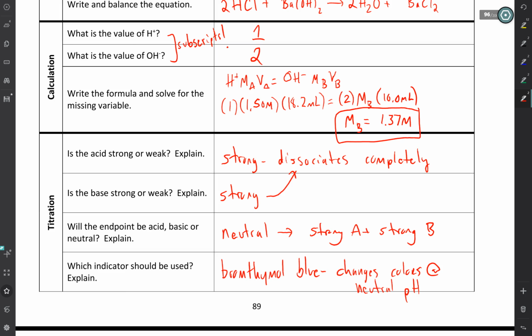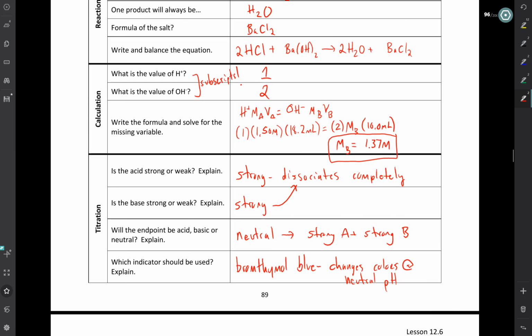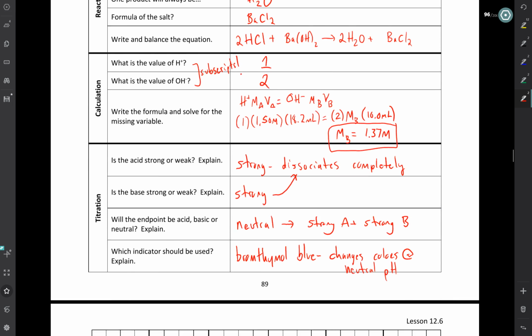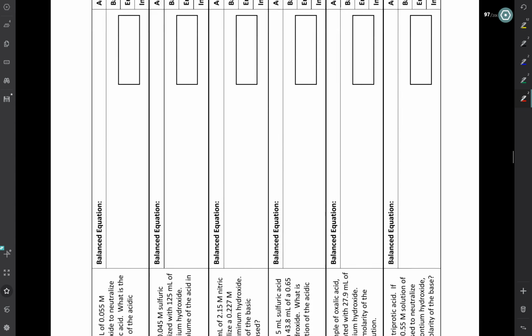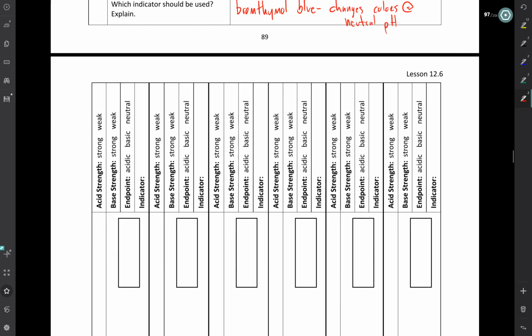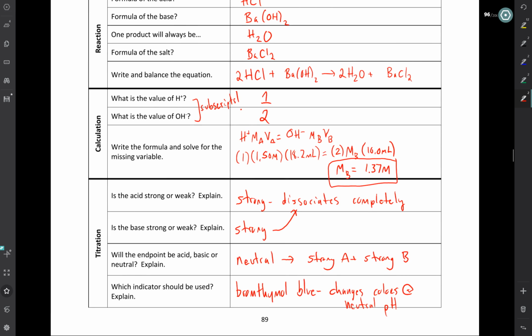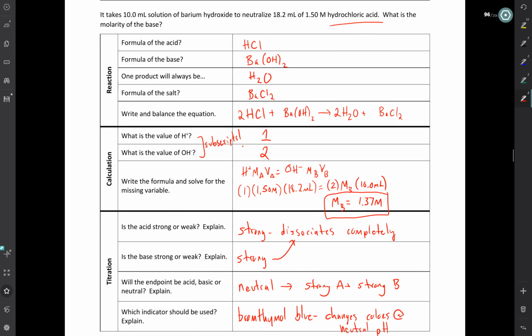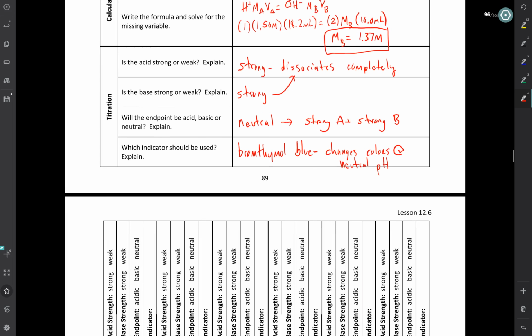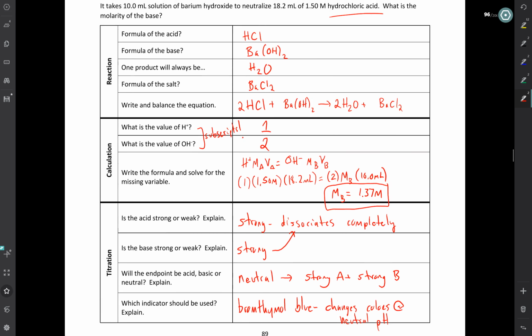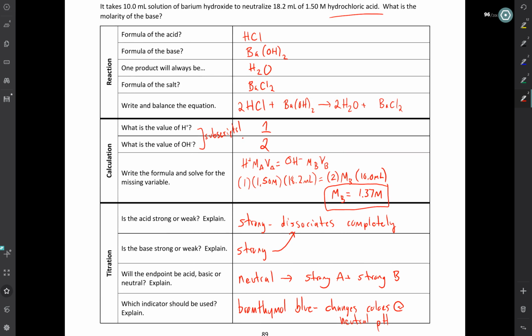All right, so that kind of wraps up all the different questions I can ask you based on a titration or neutralization reaction. Make sure that you're practicing with this. Lucky for you, I gave you tons of places to practice on the next page. And go through and remind yourself things about the strength of acids and bases, and then just being able to practice with this formula.